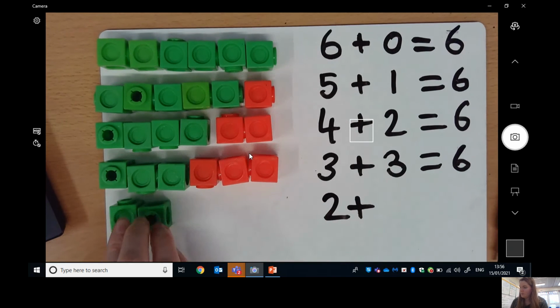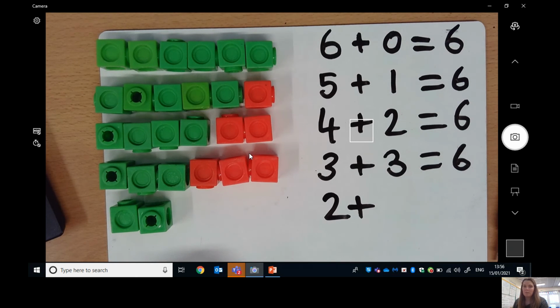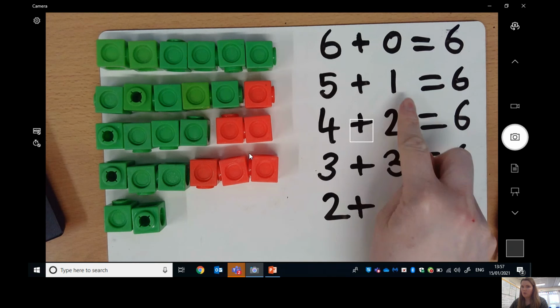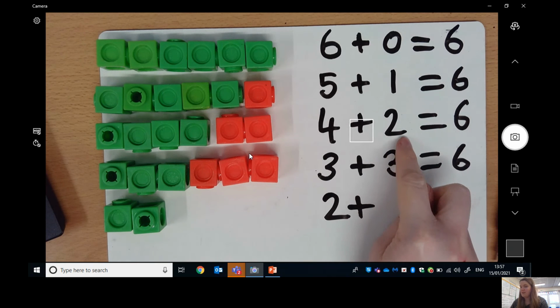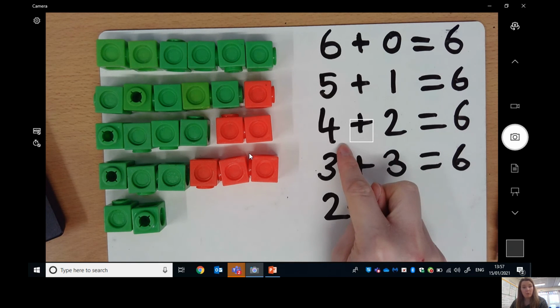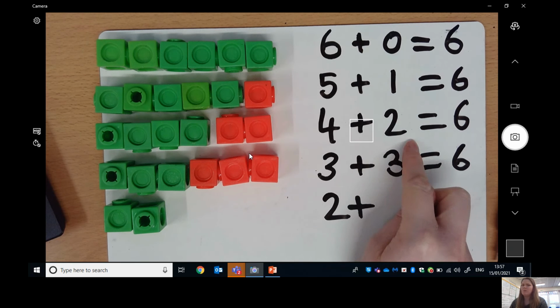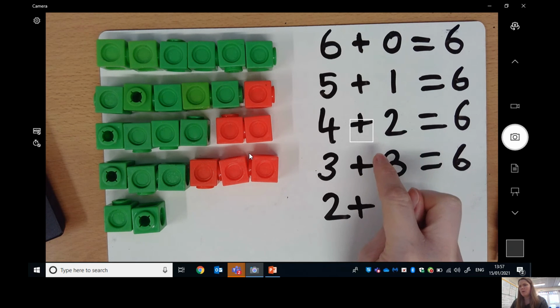Got 2. Is there a similar one to this? Have I already used a number 2? I have. So what could we predict this number might be? Maybe it could be 4. Absolutely, because 4 plus 2 is 6. So if we reverse that, 2 plus 4 must be 6.